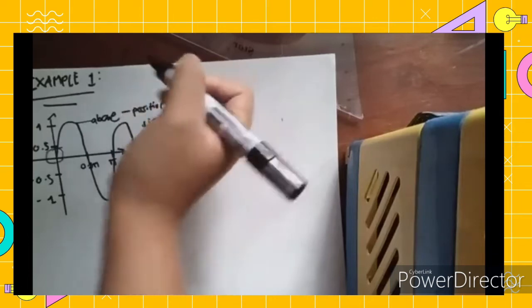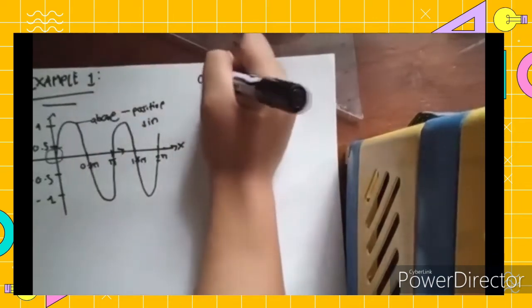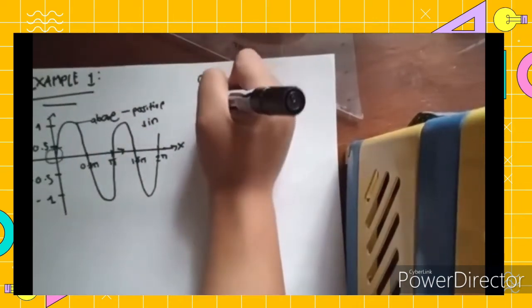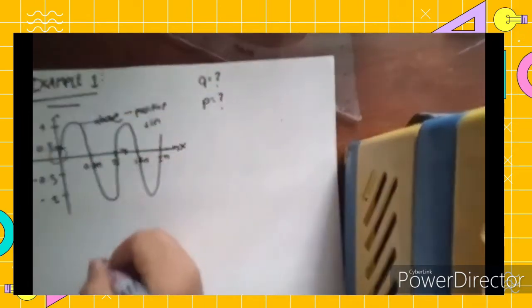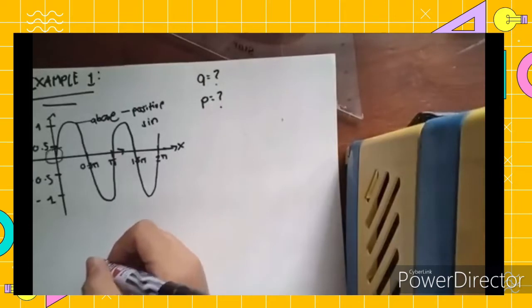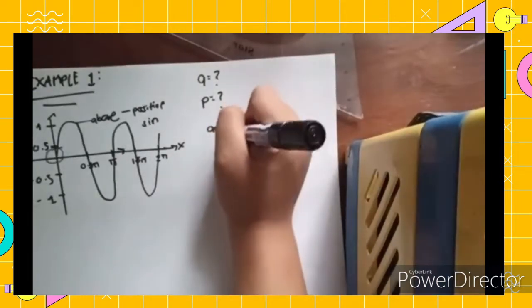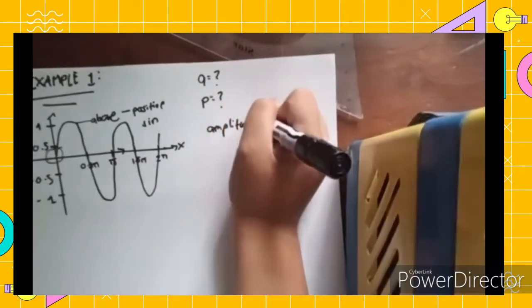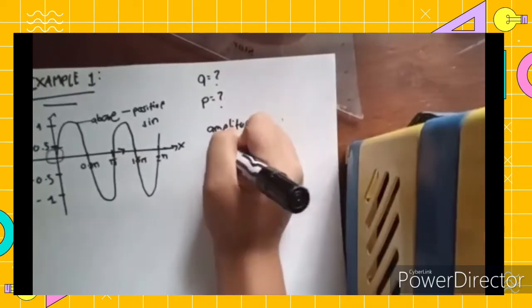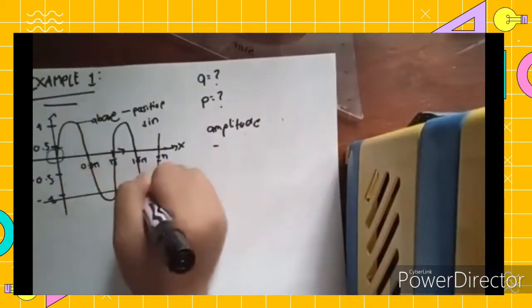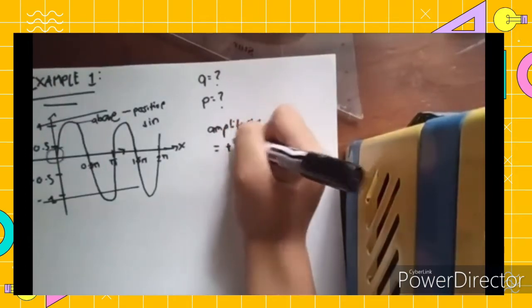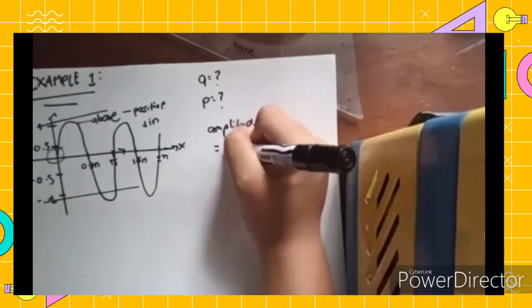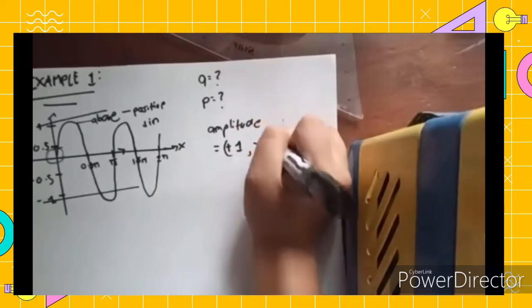Next we must find the amplitude and the value of b, which is the period. The amplitude is the distance between the center line and the peak of the wave. The amplitude is positive 1, since the wave starts to curve at the positive amplitude, while on the negative side, the amplitude is negative 1. To get the value of b, we must find the value of the period.